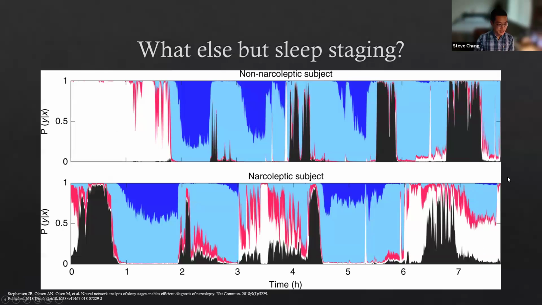So we can use AI in a variety of applications in the sleep world. This is just an example of what we can use, and one of them is to detect narcolepsy. It's on the same lines as sleep staging. Here you have a subject without narcolepsy and a subject with narcolepsy. This is a sleep study over time, and you have a high probability of a dense rapid eye movement stage here in the beginning.